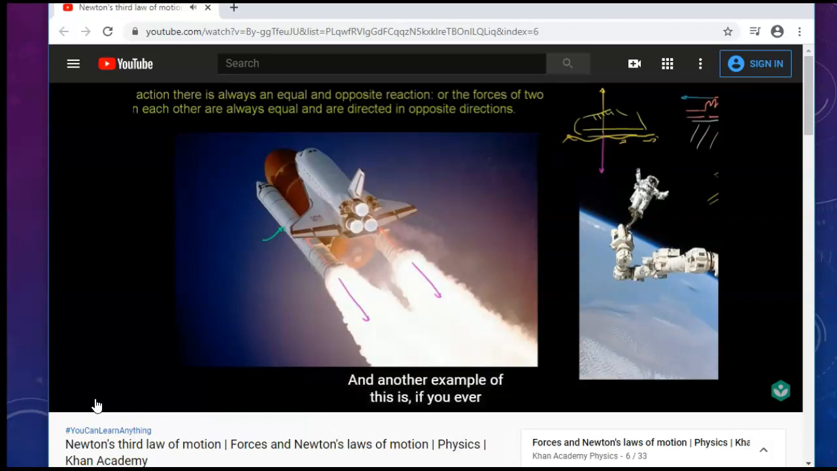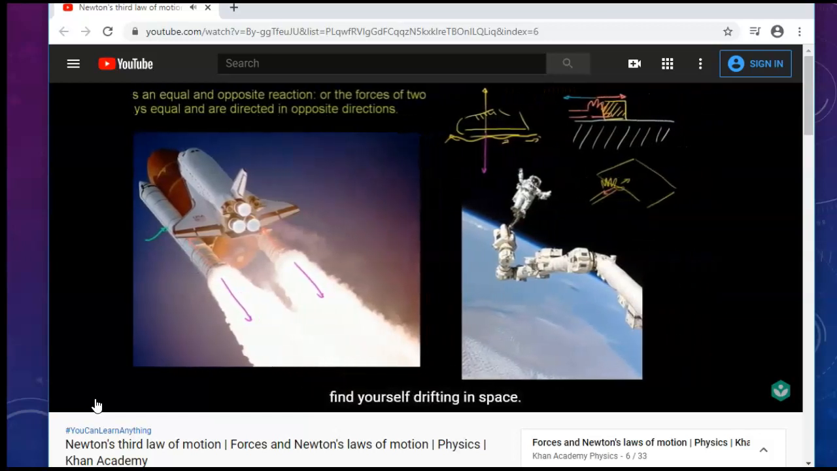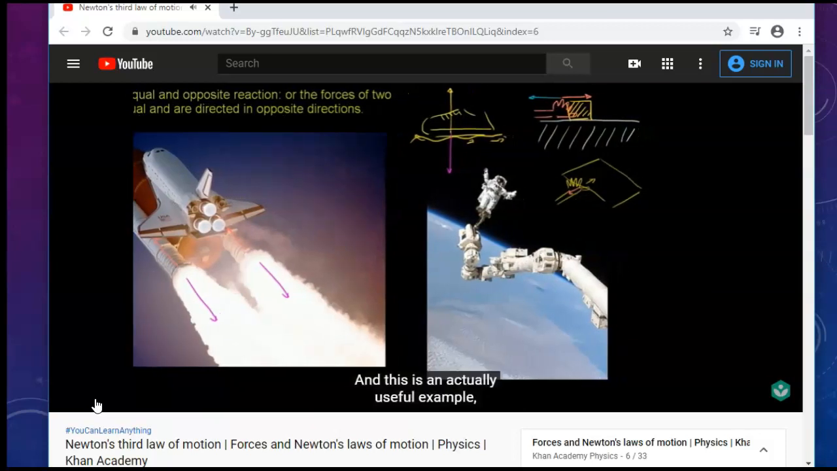ahead. And another example of this is if you ever find yourself drifting in space, and this is an actual useful example so that you don't end up drifting in space forever. Let's say we don't ever want this to happen. This astronaut, by some chance, loses his connection to this little tool arm right here on the space shuttle, and he starts drifting away. What can that astronaut do to change the direction of his motion so that he drifts back to the space shuttle?